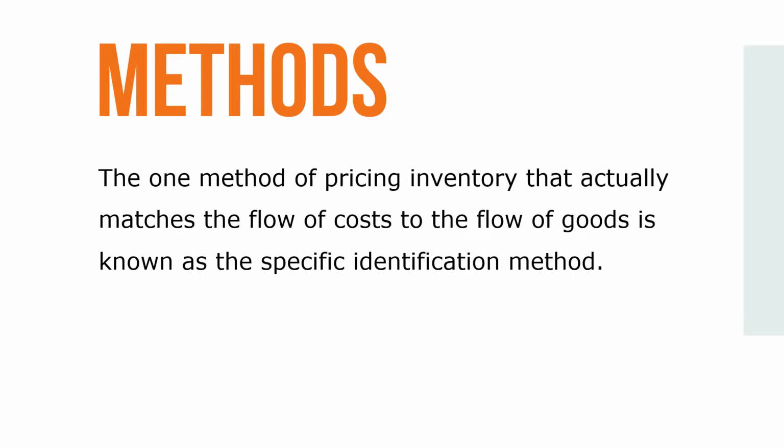The one method of pricing inventory that actually matches the flow of costs to the flow of goods is known as the specific identification method. This method is feasible only when a variety of merchandise is carried in stock and the volume of sales is relatively low, such as with automobiles and other expensive items.